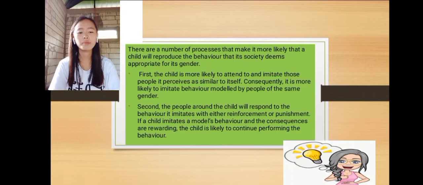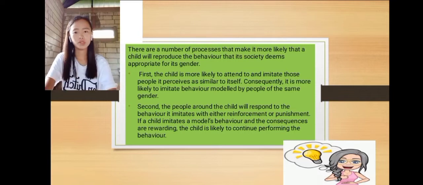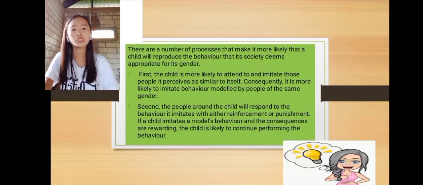Second, the people around the child will respond to the behavior it imitates with either reinforcement or punishment. If a child imitates a model's behavior and the consequences are rewarding, the child is likely to continue performing the behavior. So the next slide will be tackled by Mr. Jeffrey Redondo.